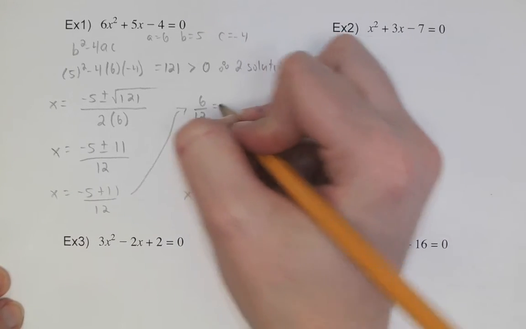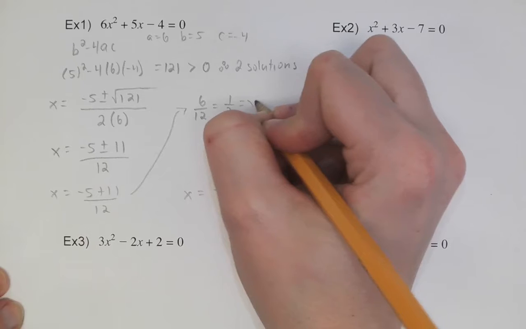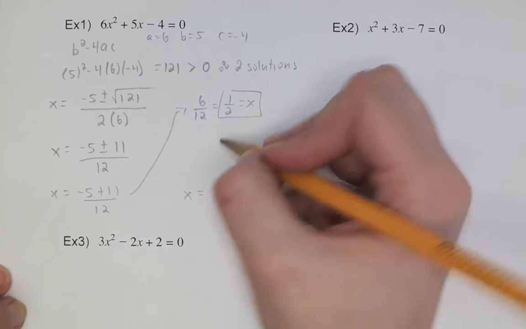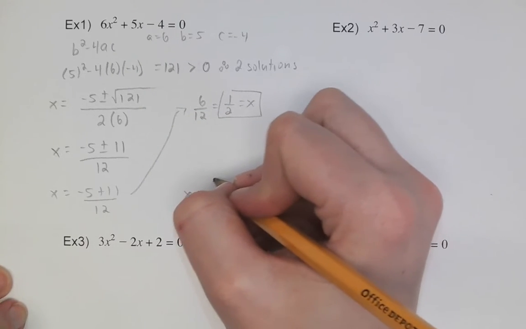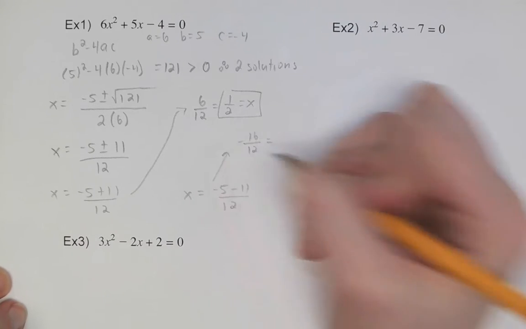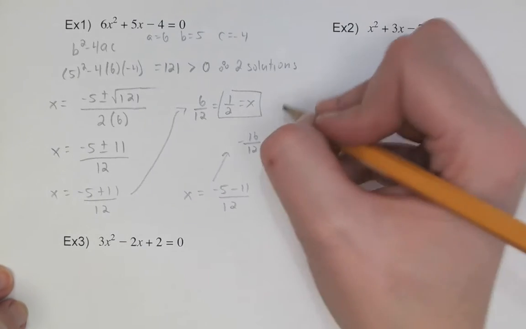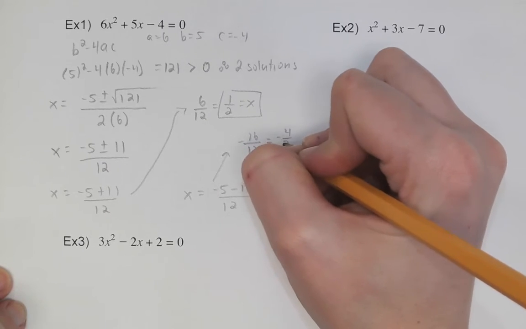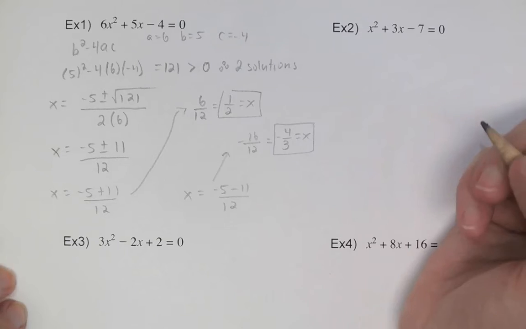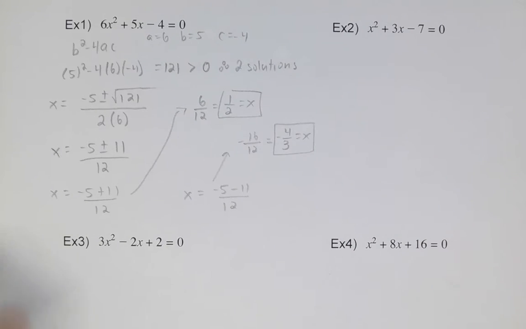6 over 12 simplifies to 1/2. So that's one of my solutions. And then this one, if I do negative 5 minus 11, that gives me negative 16. Let's move this one up here. 16 over 12, those are both divisible by 4, so this would be negative 4/3, or negative 1 1/3.